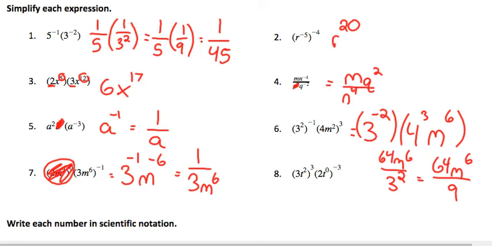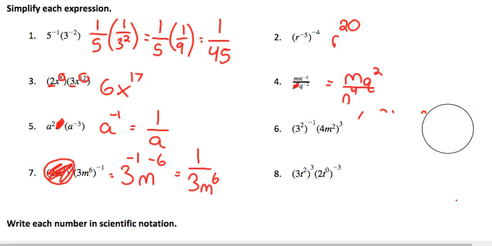And finally, I'm going to erase some of this so I have more space to work. Number 8. So number 8, first thing I notice is that 0 exponent. So that t to the 0 just becomes a 1. And again, multiplying by 1 doesn't change anything. And so now I'm going to apply those parentheses.